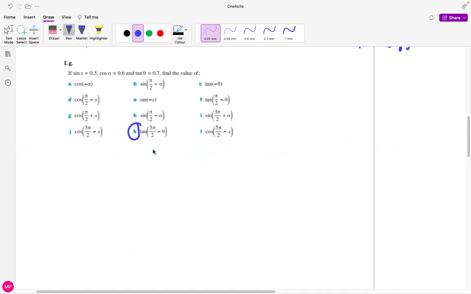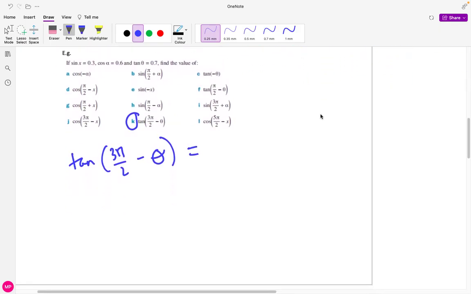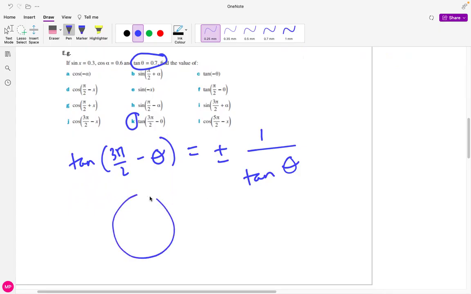Okay. So here I have tan of 3π/2 minus theta. I know the answer: tan will become 1 over tan of the other angle. So it's either plus or minus 1 over tan of theta. And I know tan of theta is 0.7 right there. I just need to know if it's plus or minus. So think about it: theta is in quadrant 1, which means tan of theta will be positive for sure.